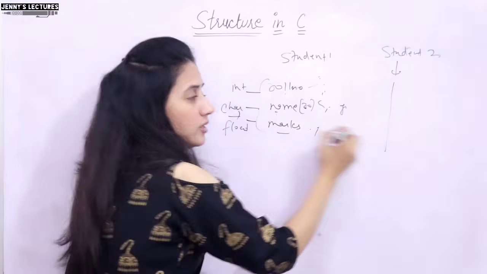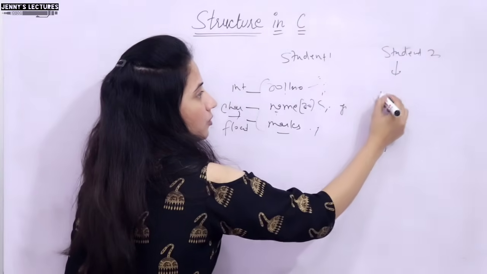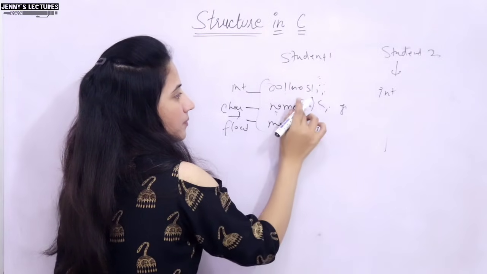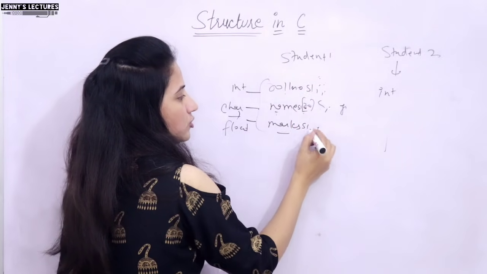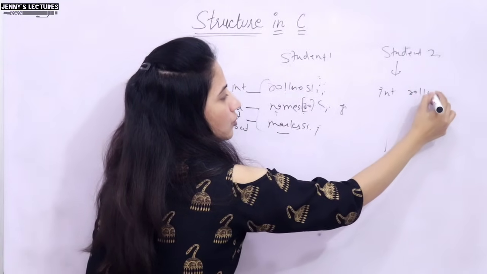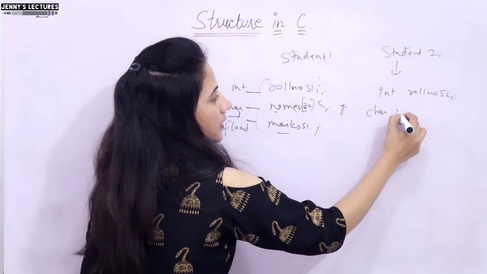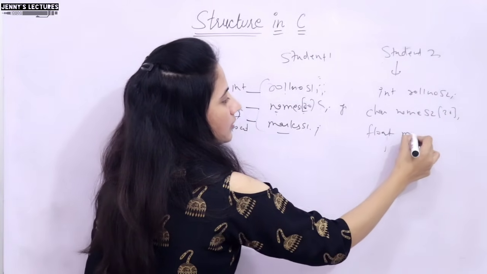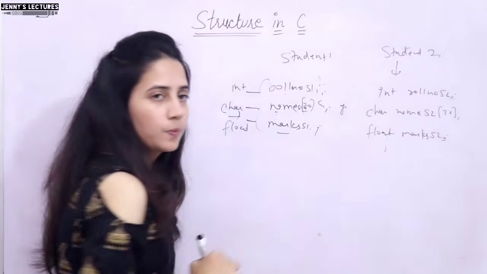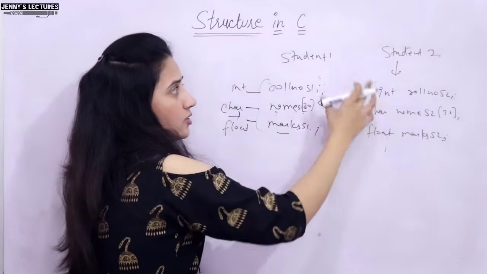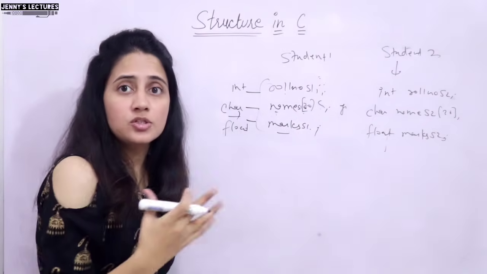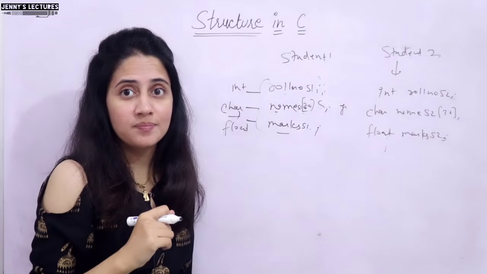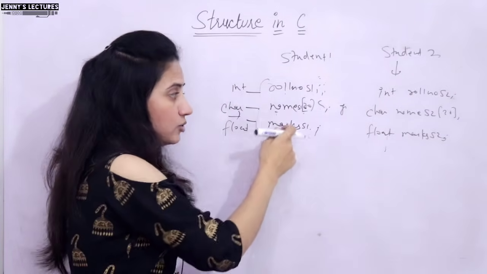But for student 2 also you are supposed to take 3 different variables. For student 1: int roll number S1, char name S1, float marks S1. For student 2: int roll number S2, char name S2, 20, float marks S2. So for storing this information for 2 students, we have taken 6 variables, and suppose we have 60 students. You can imagine how many variables you are supposed to take. And here in the information we have only 3 things.